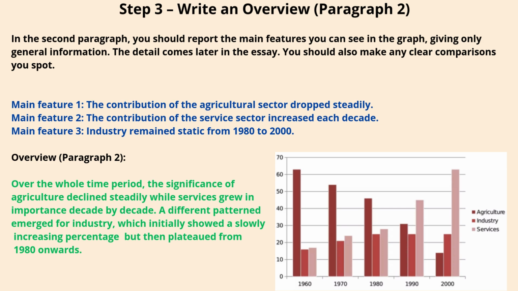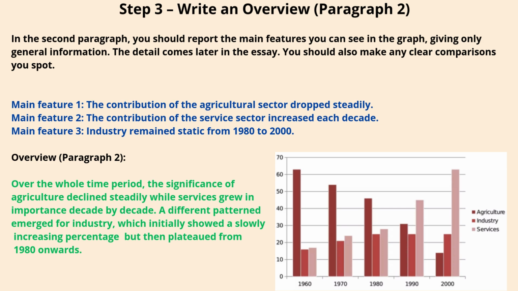In your overview, these observations can be paraphrased to highlight the general trends, such as, over the whole time period, the significance of agriculture declined steadily, while services grew in importance decade by decade. A different pattern emerged for industry, which initially showed a slow increase but then plateaued from 1980 onwards. The key here is to keep the overview broad, focusing on the overall patterns and leaving the more specific details for the body paragraphs that follow.